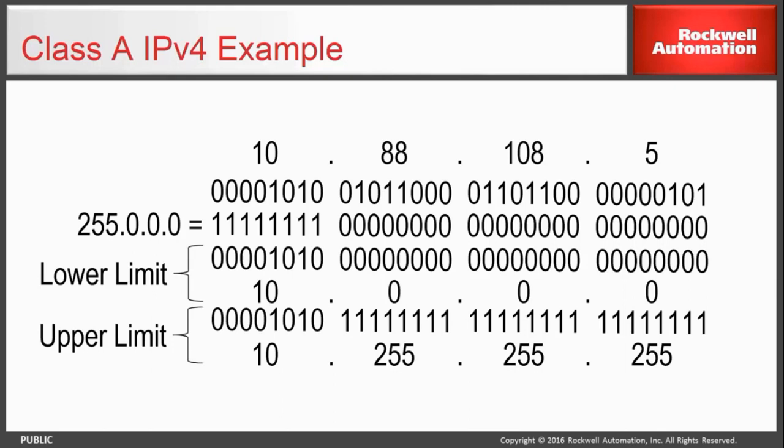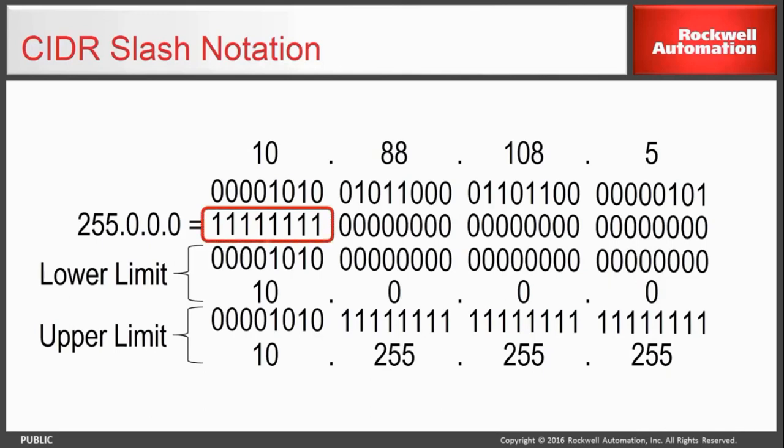As an aside, you should be aware that, instead of listing the subnet mask, you may encounter something called CIDR notation. In this format, the IP address is listed with a slash and a number at the end. The number after the slash simply indicates the number of ones in the subnet mask. In this example, there are 8 ones in the subnet mask, so we simply add a /8 to the end of the address for the correct slash notation.